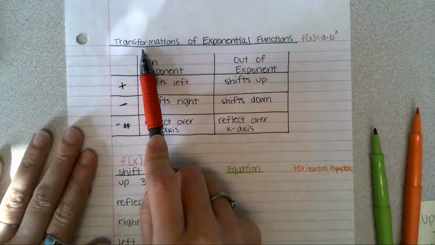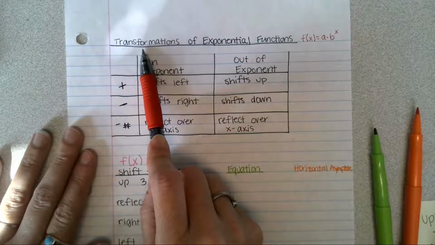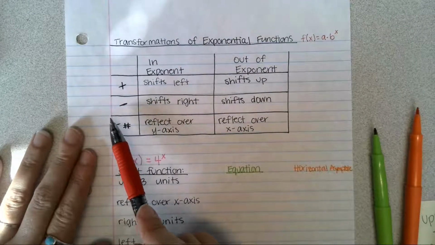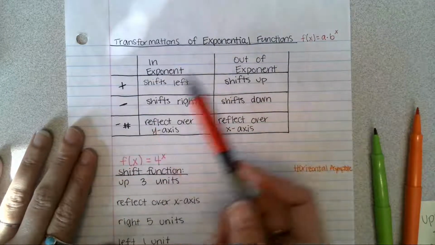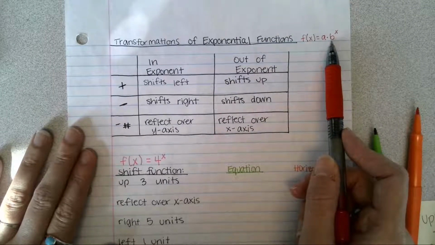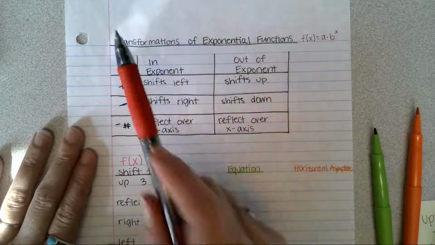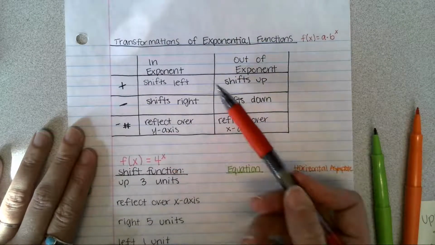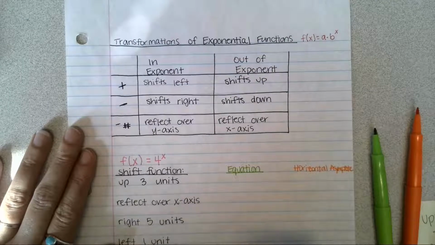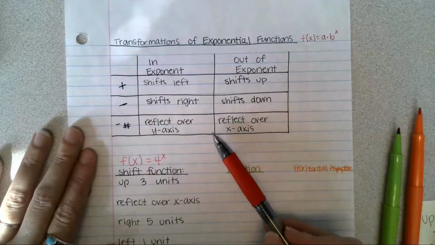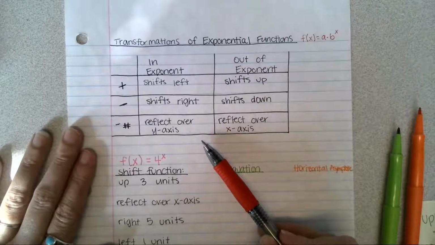Transformations is just when you are moving the graph of an exponential function around on a coordinate plane. You can tell what the transformation is going to be based on what the equation looks like. Alternatively, given the transformation, you can create the equation of the exponential function if you know the behavior of the transformation. I've made this handy little chart for you. Hopefully you have already copied this into your notes. If you haven't, please pause the video right now and go do so.